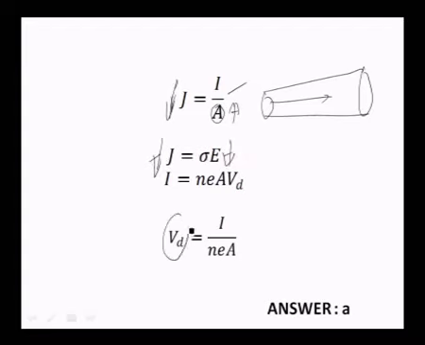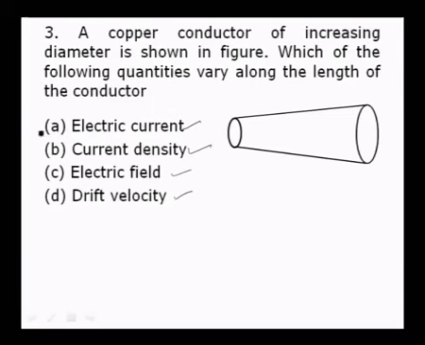Here this is Vd, drift velocity. Drift velocity and area are inversely related. If area increases, this value decreases. So, therefore, all the 3 parameters, current density, electric field and drift velocity, vary, but current in a conductor remains the same. Therefore, the correct answer for this question is A, that is electric current. This is the correct answer.